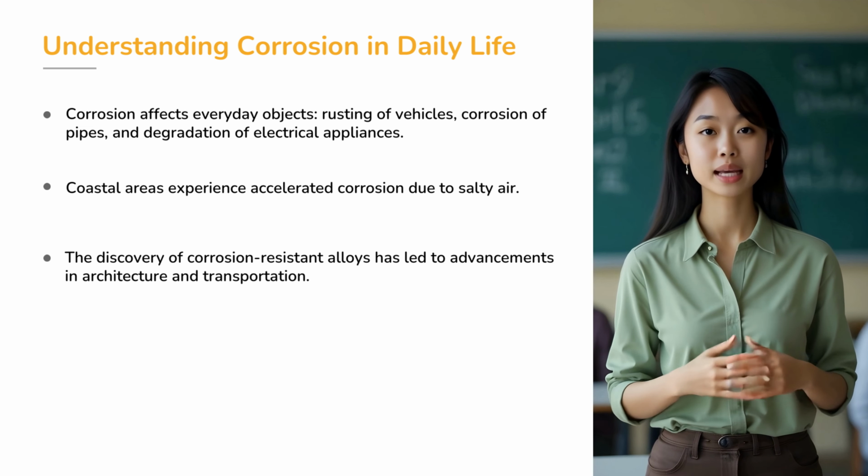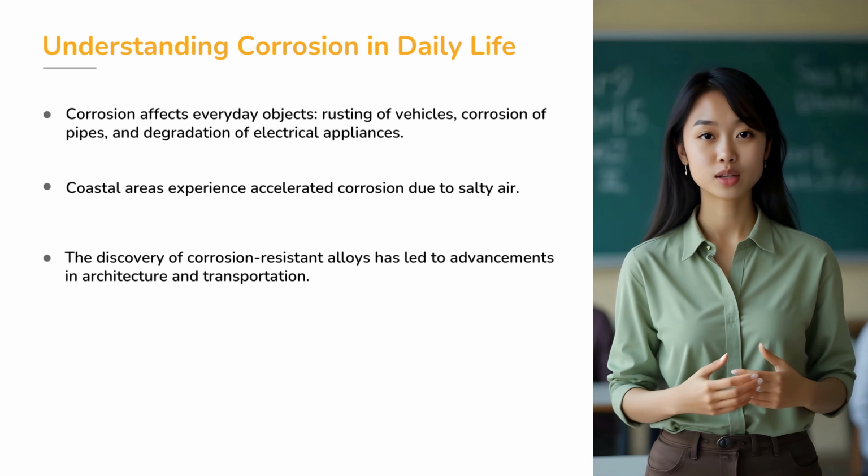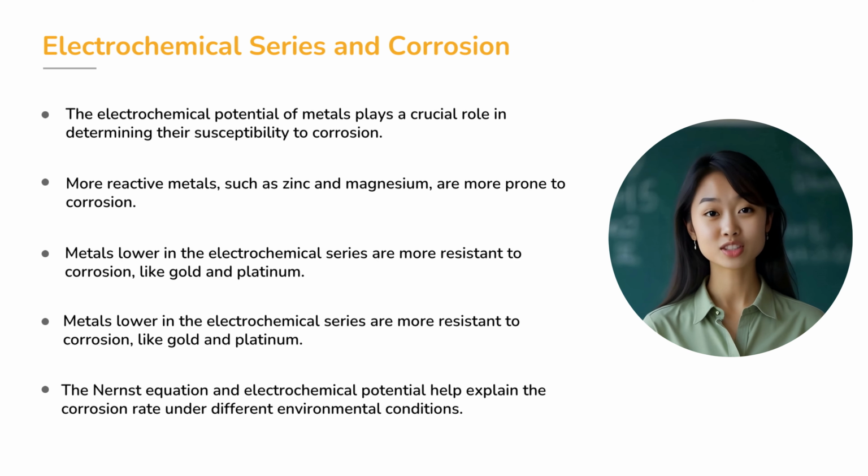And it's not just metals. Think about the corrosion of the wires in your household appliances too. But why do some metals corrode faster than others? Well, it comes down to their electrochemical potential.